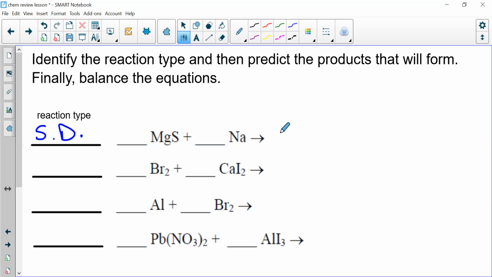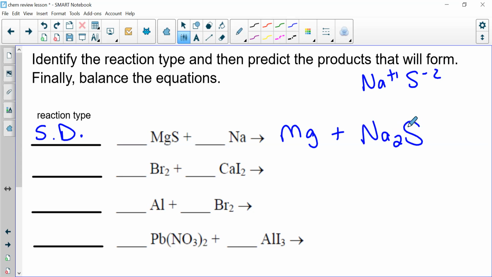Would it be magnesium? Okay, good. So magnesium will get kicked out by itself. Sodium is going to bond with sulfur. So what's the formula for sodium bonding with sulfur? Sodium is +1, sulfur is -2. So what's the formula going to be? Na2S. Good.